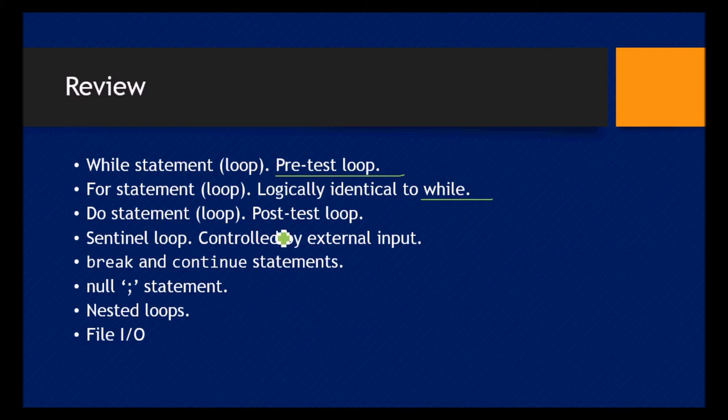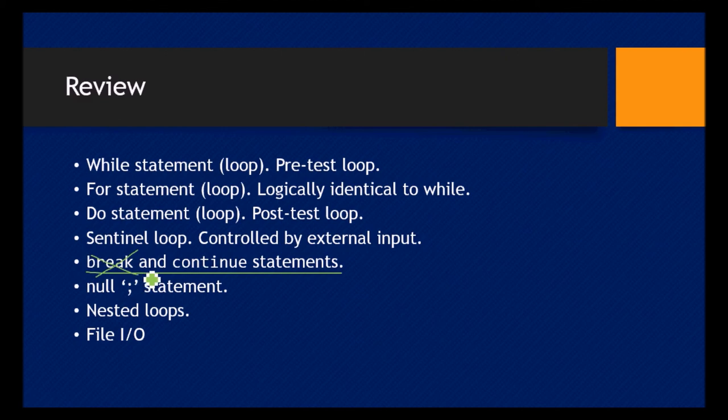Then we looked at the do statement or do loop. That's a post-test loop, which means the test is at the bottom. So you have to go through the code at least once. We talked about sentinel loops, and any of the three loop types can be a sentinel loop. That's a loop that's controlled by an external input. We talked about break and continue statements and their use in loops.